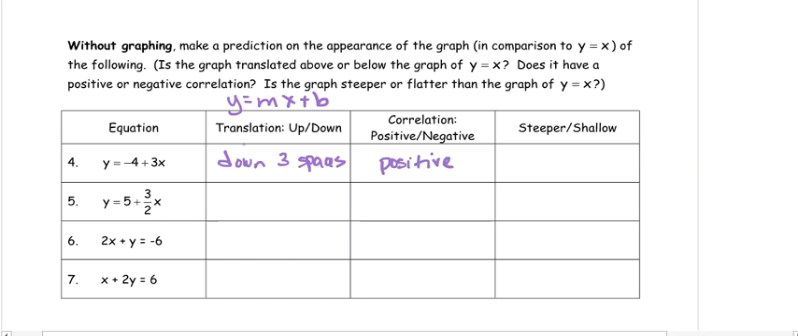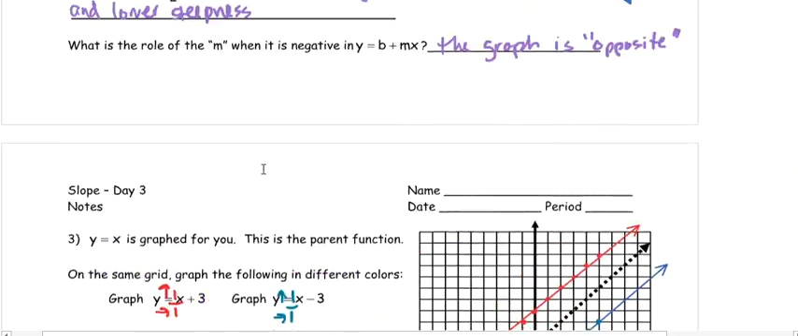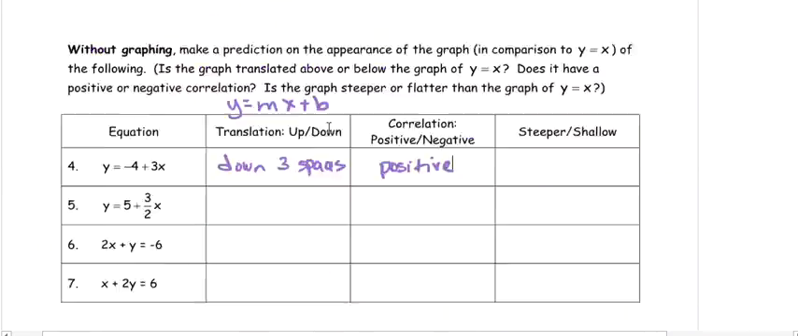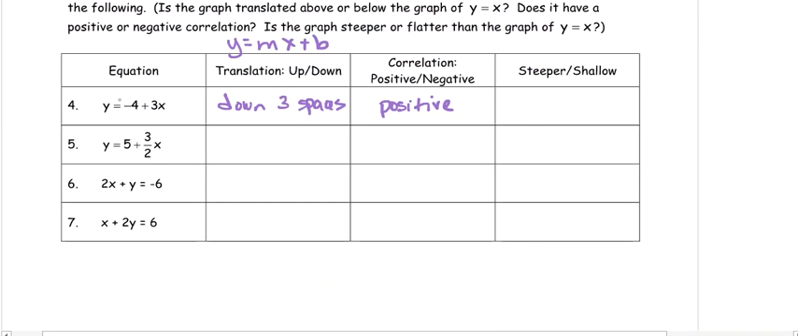Steeper or shallow? So if you go back up there to what we did over here, the steepness, the higher the number for slope, the higher the steepness. When it's a number between 0 and 1, it's going to be more shallow, less steep. So greater than 1, you're going to get a steeper graph. Between 0 and 1, you're going to get a more shallow steepness, if that helps, okay? So because your m is a 3, it's going to be steeper.